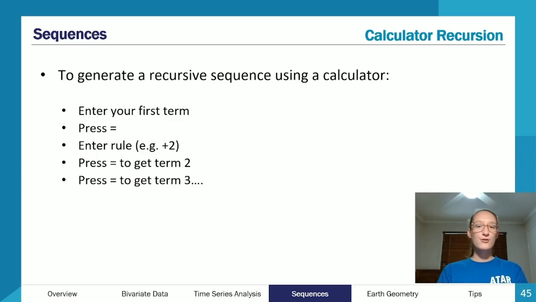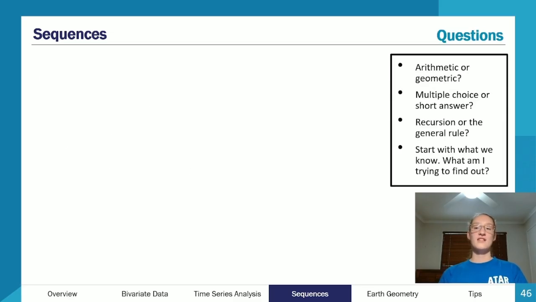And then I would press equals, which would give me 4, which is term number 2. I'd press equals again and it would give me term number 3, which is 6. I'd press equals again and it would give me term number 4, which is 8. So you can see by entering the number, pressing equals and then applying the rule, your calculator will realize that it wants you to generate a sequence, so it will follow that pattern. So that's really interesting there.